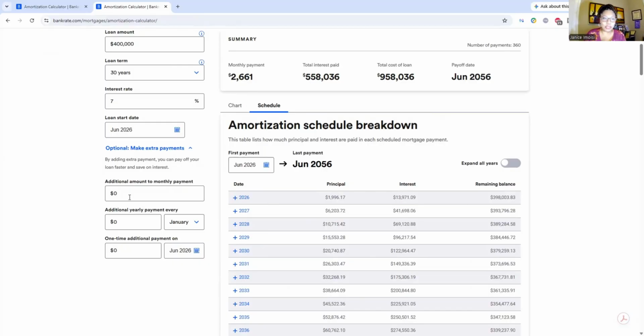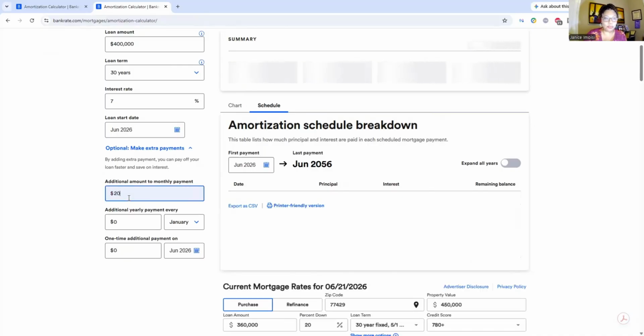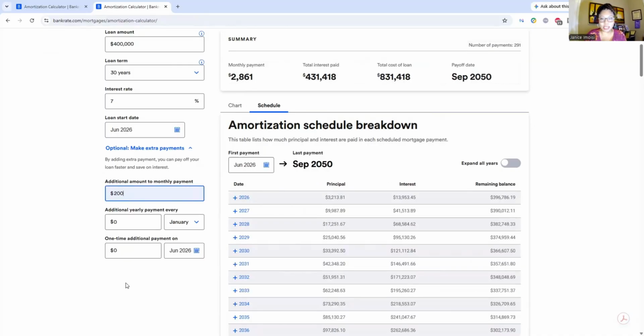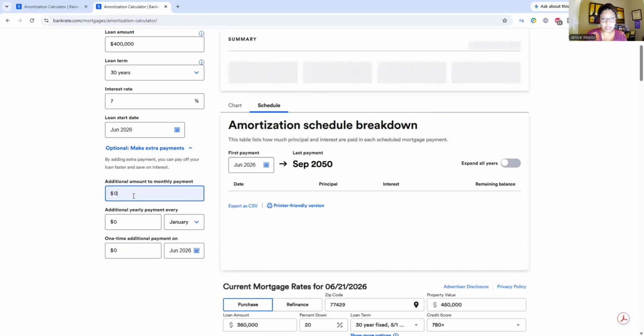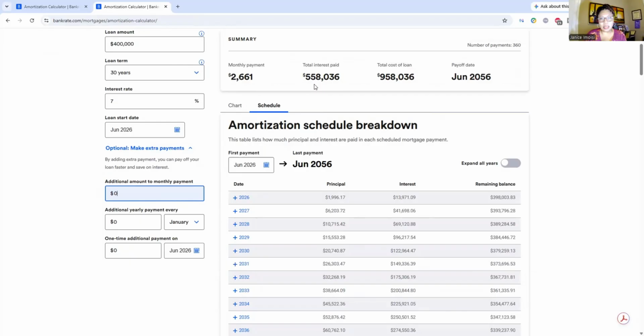So let's put $200 in here and see what that looks like. Watch the magic. When we add $200, even though it's calculating them both together, it's going to be separated out for the payments. So just by you doing an extra $200, look at what the interest did. Remember when we had 558? All because you're paying an extra $200 a month. Look at how much you reduced that interest by. Let me take that out again so you can really see it. Look at this.